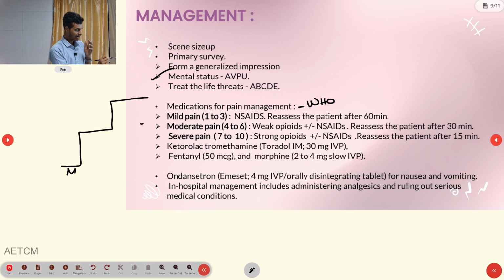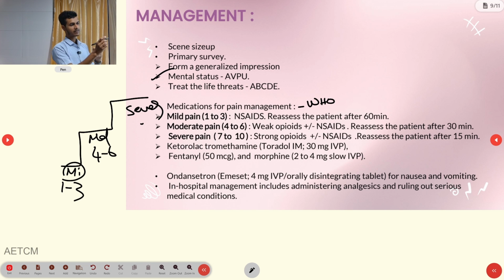So from mild to severe, based on the pain, what are the drugs we have to give. Moderate pain means some recommendation from the World Health Organization. So I'll tell one by one. Mild pain means, in pain score, 1 to 3. So that is categorized as mild pain. 4 to 6 means moderate pain. 7 to 10 means severe pain.